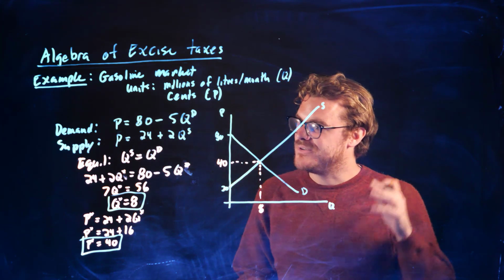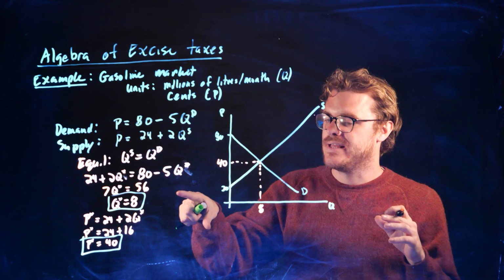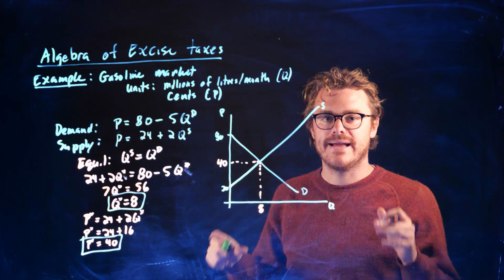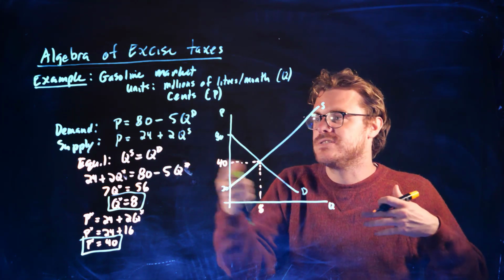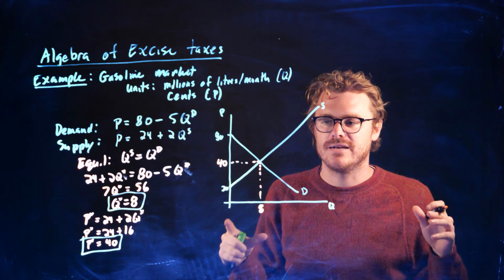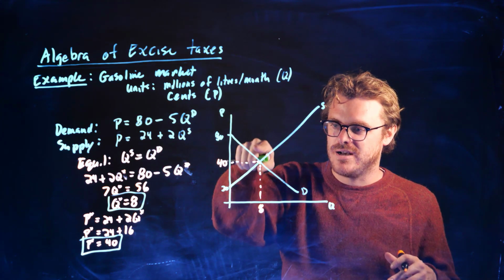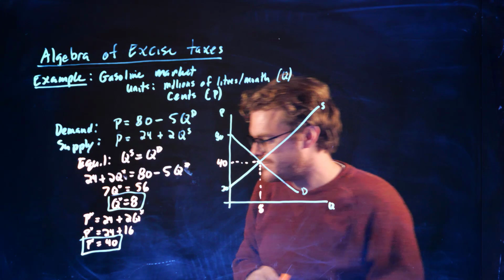Okay, so now let's think about what happens to this market if there's a 14-cent tax on gas. And again, I'm not even talking about if it's on buyers or sellers, because it doesn't matter. It's a 14-cent tax on gas, right? So it's going to cause this tax wedge of 14 cents between buyers and sellers. So let's take a look.